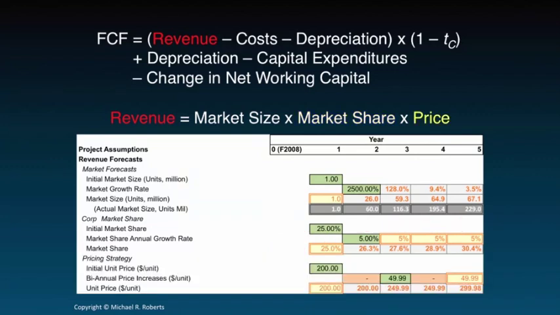And finally, we have to come up with a pricing strategy. I'm going to price our tablet initially in year one at $200 per unit, which I just bring down here. I'm not going to experience any price change in the second year, but then I'm going to increase prices in the third year by just under $50.